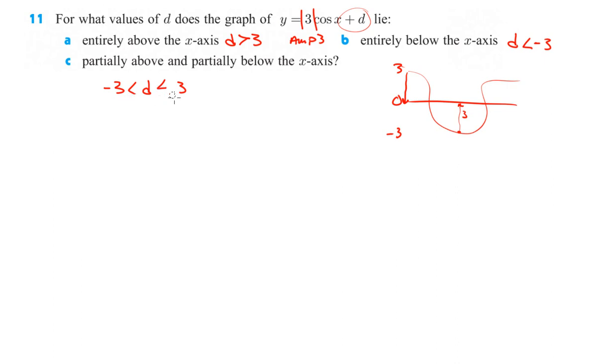Okay, but if it's partially above, it actually just hits, so maybe we get rid of our equals to. So if d is less than 3, then it moves up here, and it would just come down just below right here. And if it was just a little bit greater than negative 3, then this whole graph is going to be way down here, and the tops would start just up above it. Okay?